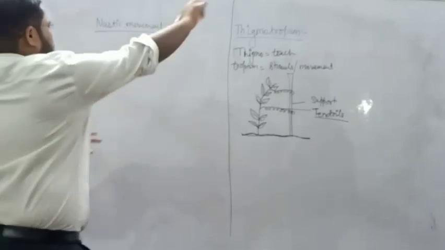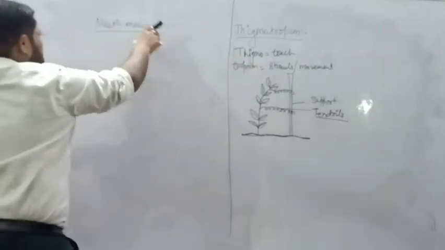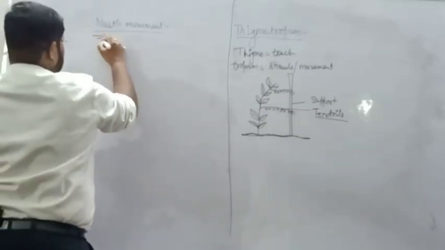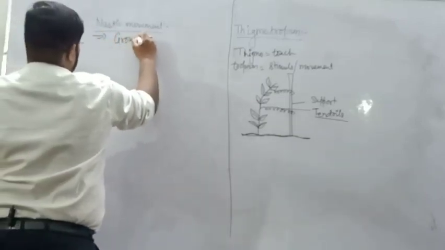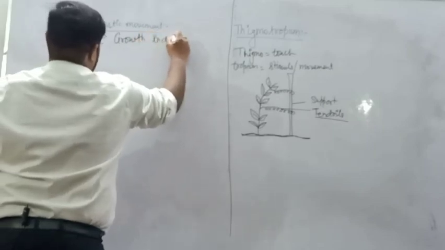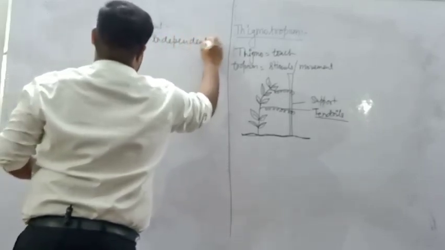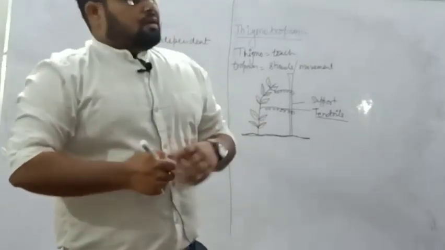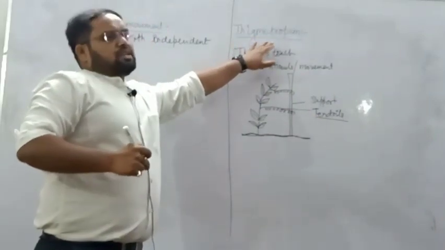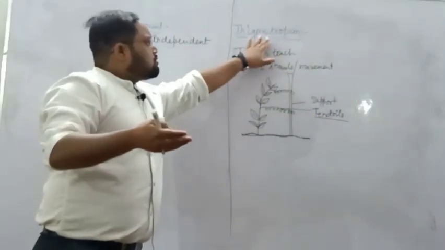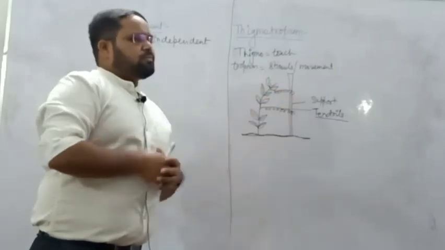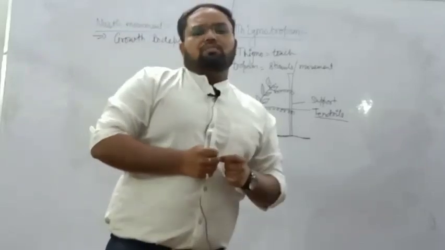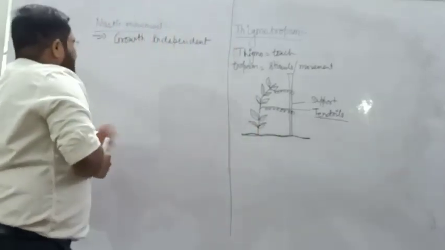Now come to this one. First we will know some points about the nastic movement. Nastic movement is growth independent, not dependent. In tropism, that is growth dependent, it means the growth will be present, but here not even a single growth will be present. First thing.